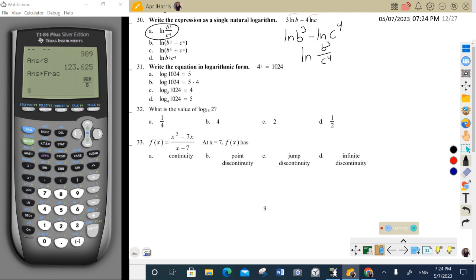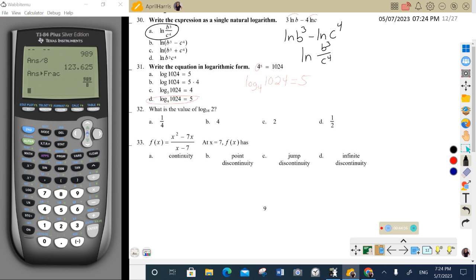31 just wants you to rewrite the exponential as a log. So the base is 4. So I'm going to rewrite that as log base 4 of 1,024 equals the exponent. It's just the definition of a log. And the only one that has log base 4. So once you identified the base, there was only one that had that base.